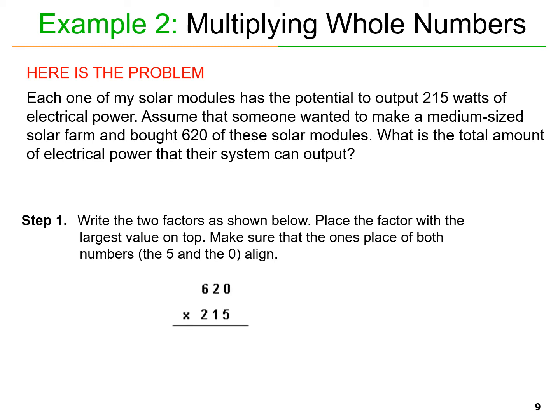So we're going to have to recognize that this is a multiplication problem because one key is the word total. Total means that you're summing something up.